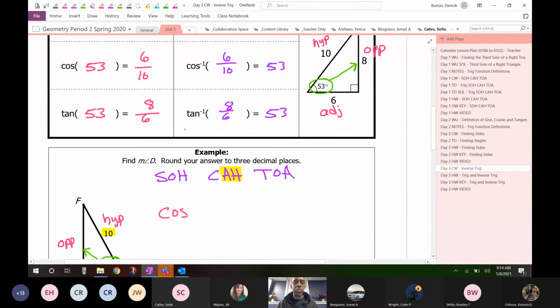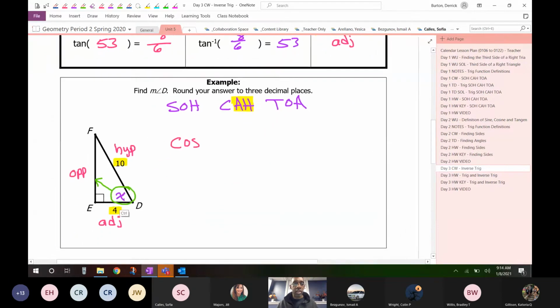You know how normally we would write the angle now, right? We'd have the cosine of 53 degrees, but we don't know the angle. The angle is x, so that's okay. We're going to put the cosine of x. And cosine is adjacent over hypotenuse. So that's going to be 4 over 10. So I've got my 4 over 10.